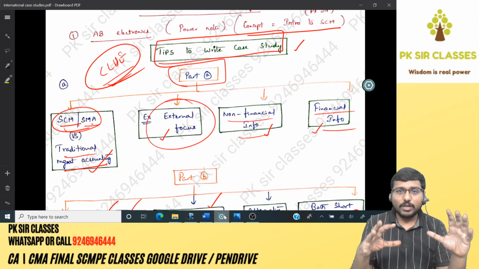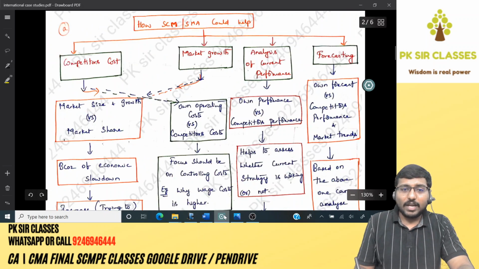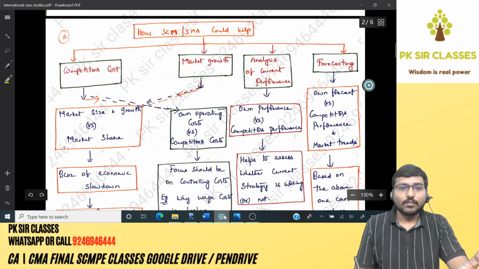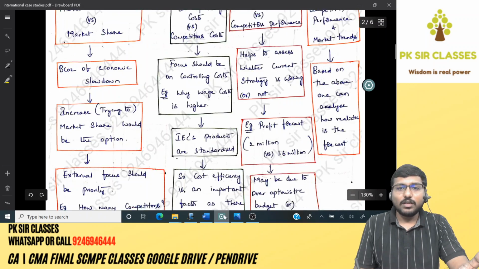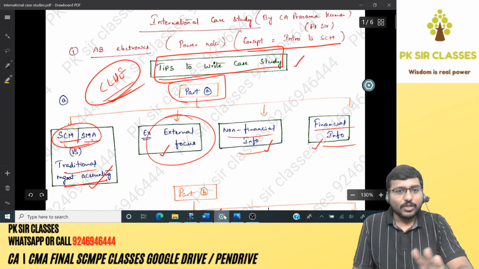So keeping these clues in mind, you can try to write the answer on your own. And then of course you can compare it with the complete answer that I've written here. Are you able to understand? As you can see here, this is a complete answer. Of course, it's power notes obviously. Still, you got it? Right.